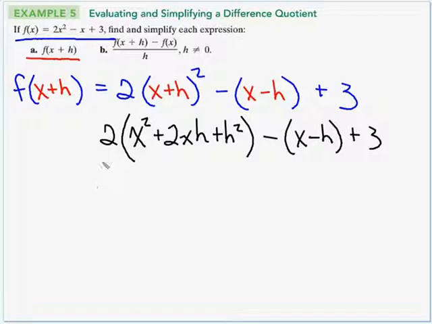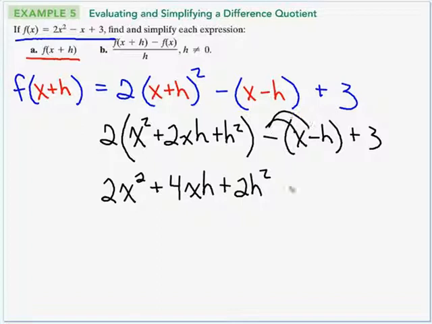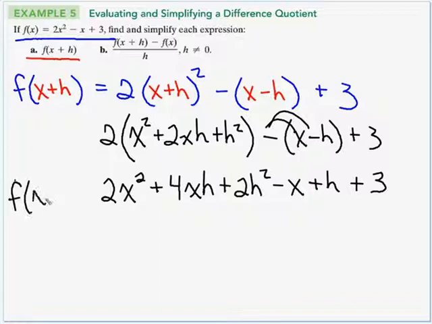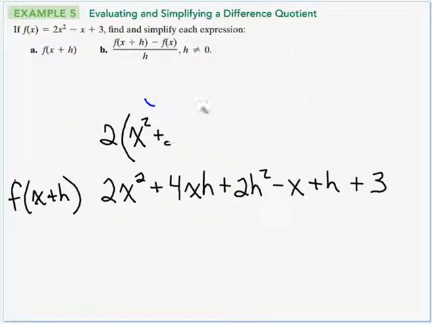All right, now we'll do our distributing. Distribute the 2 across the parentheses. 2x squared plus 4xh plus 2h squared. Now distribute the negative, minus x plus h, and then plus 3. So here is our f of x plus h. There are no common terms to combine, so we're going to have to leave it just like that. So this is the answer to part A.